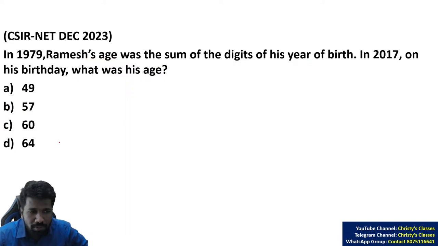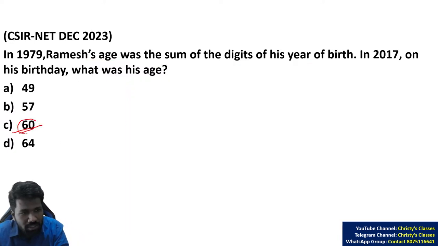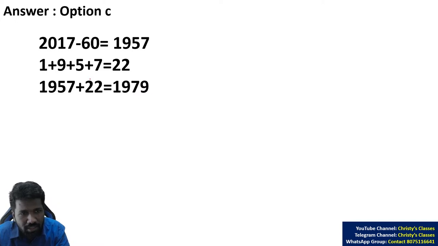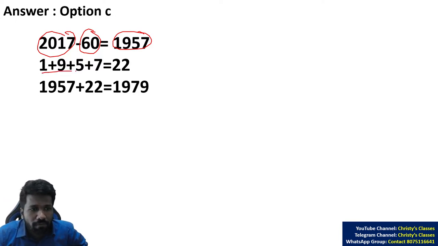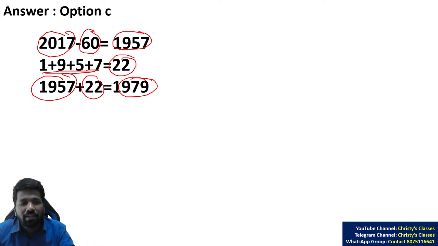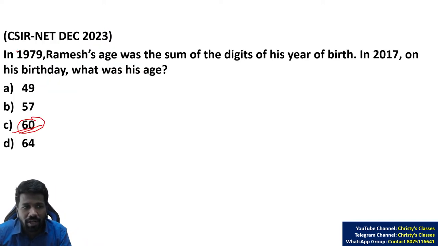Now do the same for option C. Option C 60. Is 60 is the age at 2017. 2017 minus 60. 1957 is his year of birth. So year of birth ka digits add kiya to 22 milega. On 1979, whether his age was 22. Uske liye year of birth ke saath 22 add karke check kar sakta hai. Yes, it is 1979.